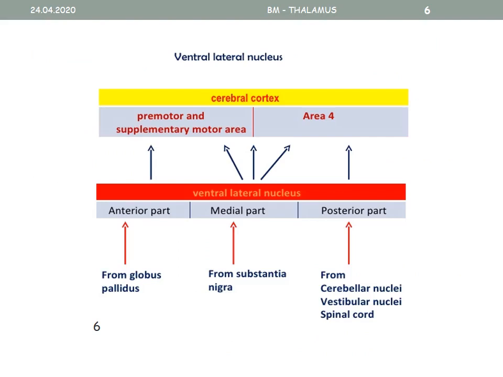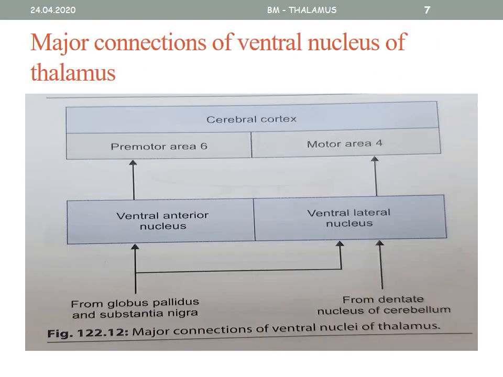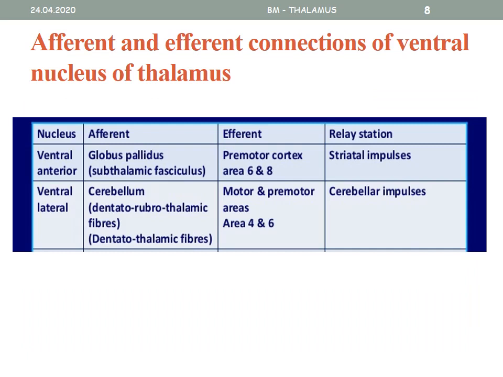So here again you can see the schematic representations of connections of ventrolateral nucleus. So here we can see the ventral nucleus connections. The ventral lateral nucleus getting information from the cerebellum and basal ganglia and projecting to the motor area. Ventral anterior nucleus getting information from the basal ganglia and projecting to the premotor area. In this slide again you can see the afferent and efferent connections of the ventral nucleus of thalamus.